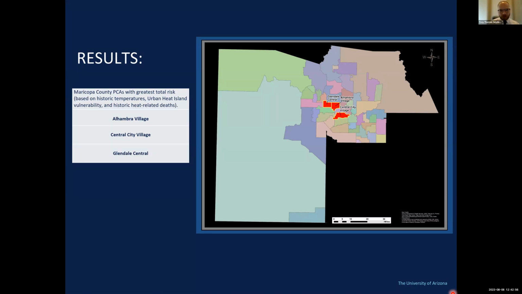And these three areas had the largest number of days that reached over 100 degrees Fahrenheit in 2022, the largest number of days that reached over 110 degrees Fahrenheit, and also the highest urban heat island vulnerability and the highest number of historic heat-related deaths. So basically, in my study, all fingers pointed to these areas as needing improvements to help protect lives.